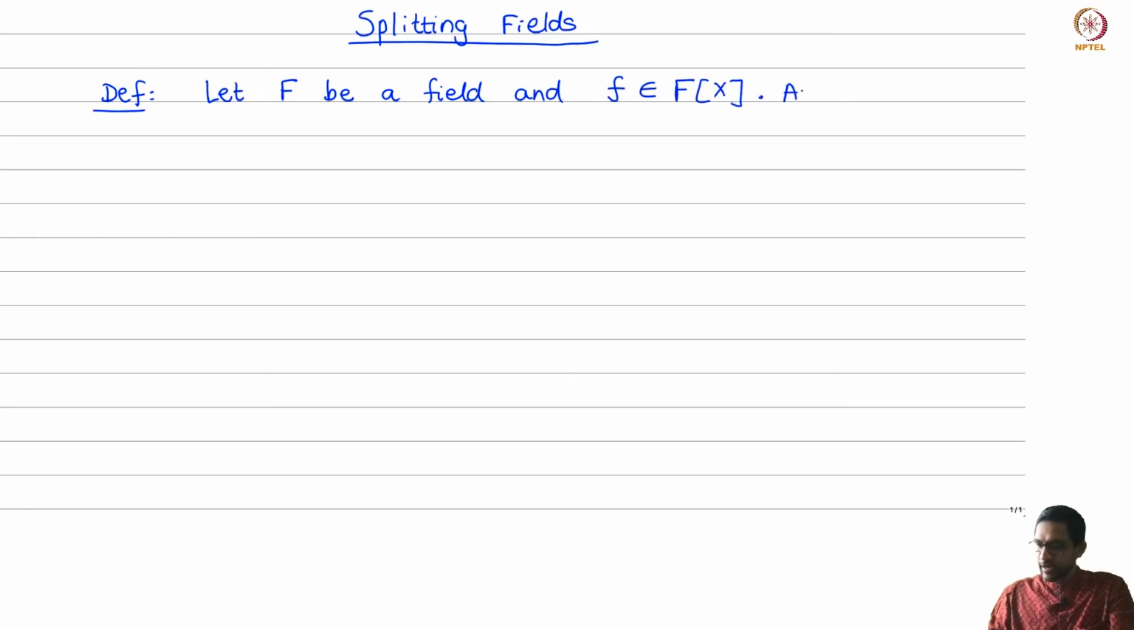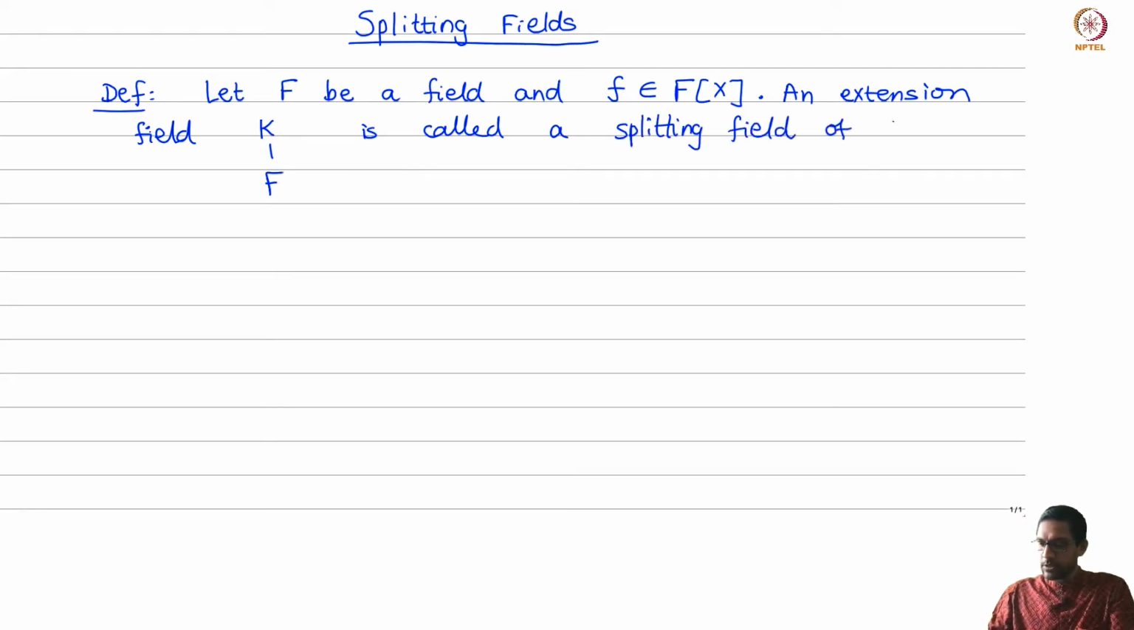An extension field K of F, let's denote it in the usual way, K is an extension field of F, is called a splitting field of this polynomial f(x) if two conditions are satisfied. So let's write them both out.